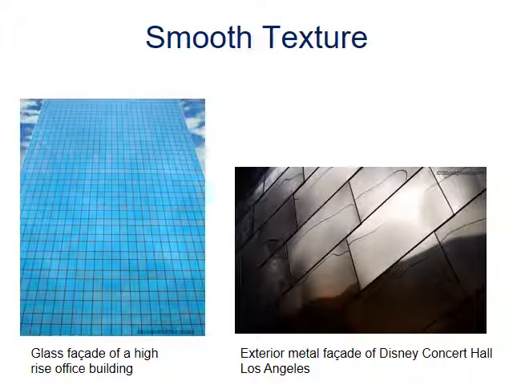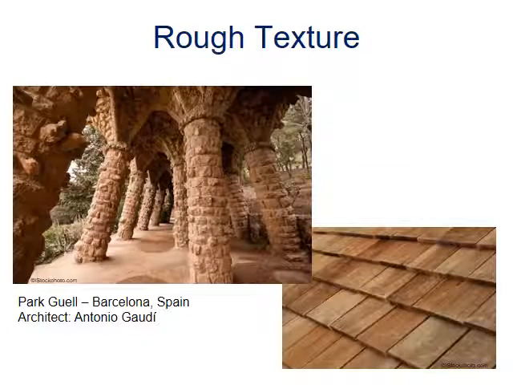Smooth texture, like this glass facade of a high-rise building, creates a very different feel to this exterior metal facade of the Disney Concert Hall. They both have a similar smooth texture, but that's going to be super different than the way you feel in this rough texture. So look at the two and think about how you felt. One's kind of silky and smooth. The rough texture is a very interesting kind of feel to this space.